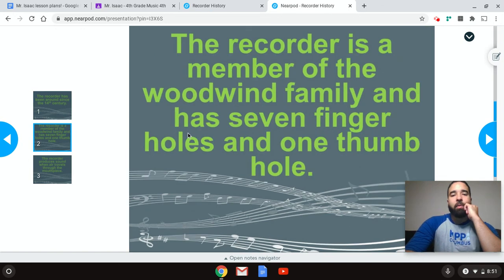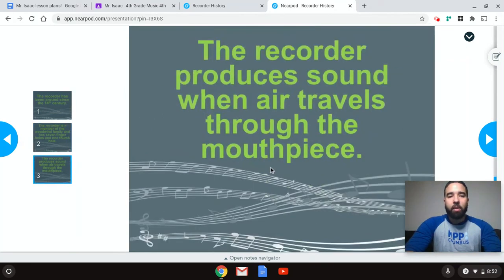The recorder is a member of the woodwind family and has 7 finger holes and 1 thumb hole. So this is the thumb hole on the back, and these are the 7 finger holes on the front. The recorder produces sound when air travels through the mouthpiece. So the only way this instrument can play is if you blow through here. I don't think you can do it this way. It has to go through this piece right here. Otherwise, it won't play.